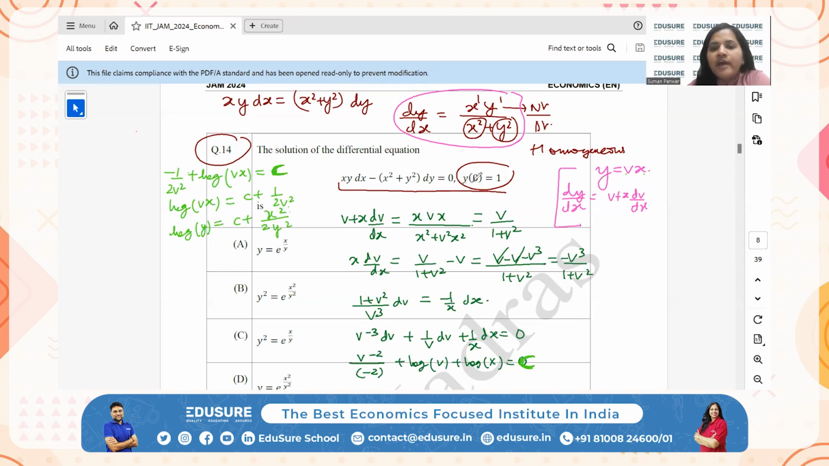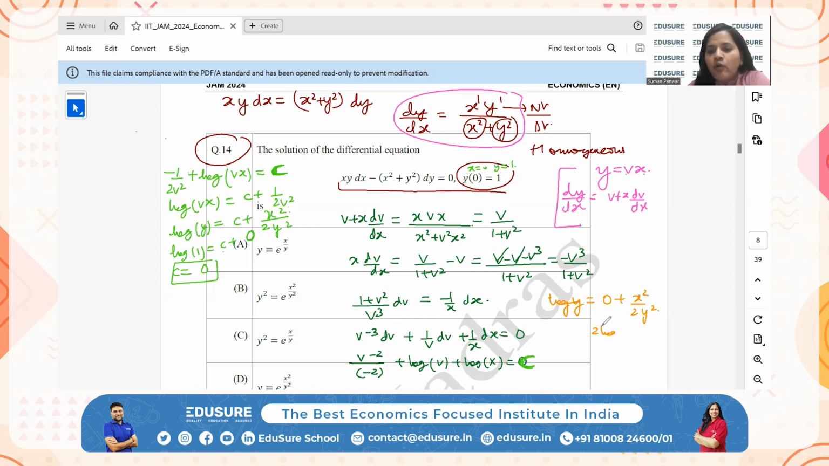Now it is given that y at 0 equals 1. That means when x equals 0, y equals 1. So log 1 equals c plus, you put x equals 0, this becomes 0. So c equals log 1, which is 0. So your particular solution will now turn out to be minus log y equals c, which is 0, plus x square upon 2y square.